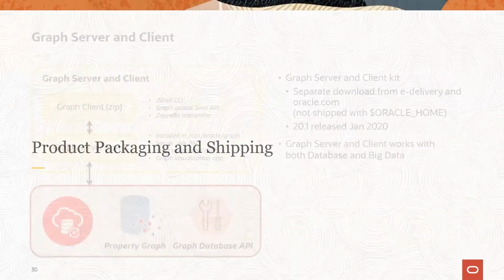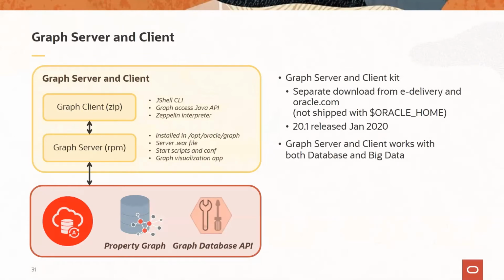And there's some quick notes on product packaging and shipping, but this has been different since the time we last spoke with you on the ASKTOM series. So we used to ship some of the property graph libraries along with the database in Oracle Home. We no longer are doing that. We have moved the graph server and graph client packages into a separate graph server and client kit.